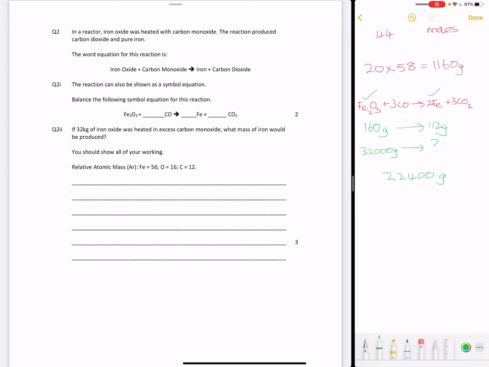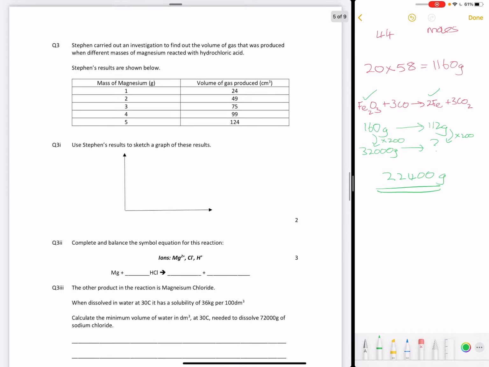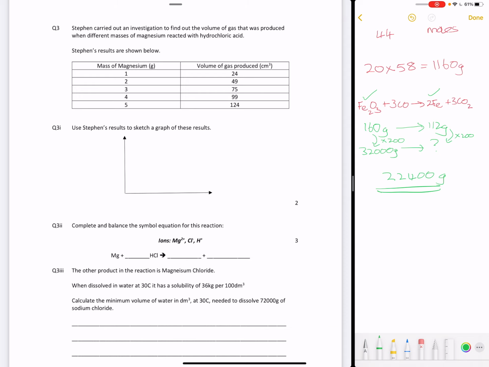Okay. Now, I don't know how you do this in maths, but that's times 200. So you have to times that by 200 also to get that answer. And that's worth 3 marks. If we move on, a graph question.